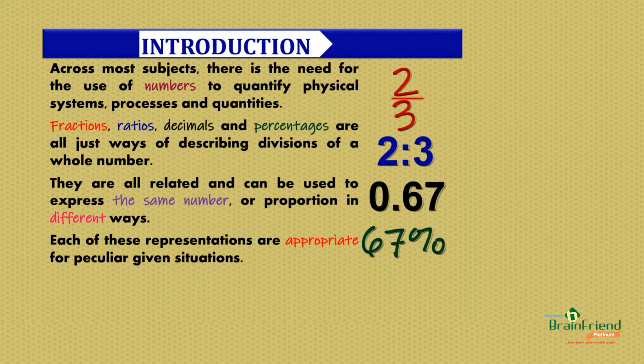Earlier on, I mentioned there is a relationship between fractions, decimals, ratios, and percentages. Now, a number can be represented in any of these. The major difference is that one of them would be more appropriate in a given situation. For example, the fraction 2/3 can be expressed as a ratio 2:3. In decimal, it can be expressed as 0.67, while in percentage, we can represent the same number as 67%.